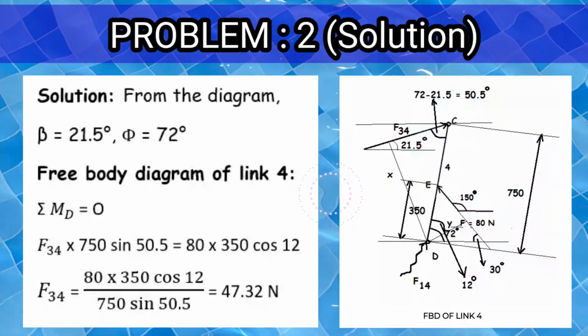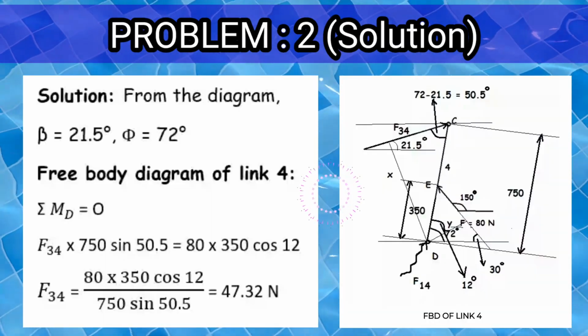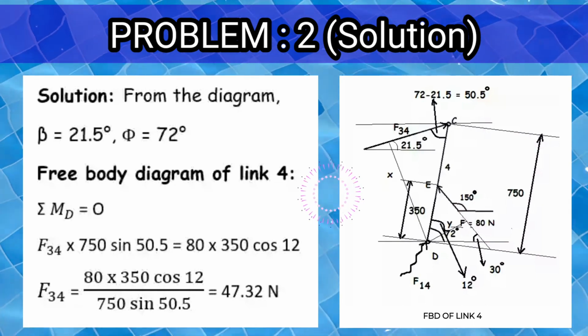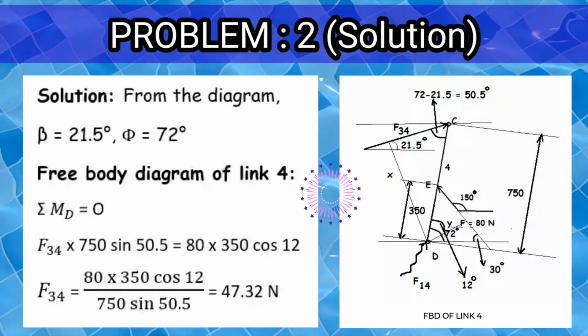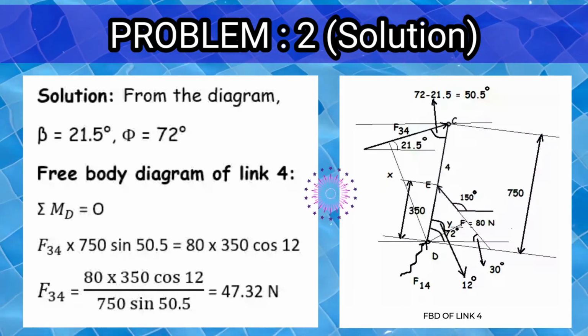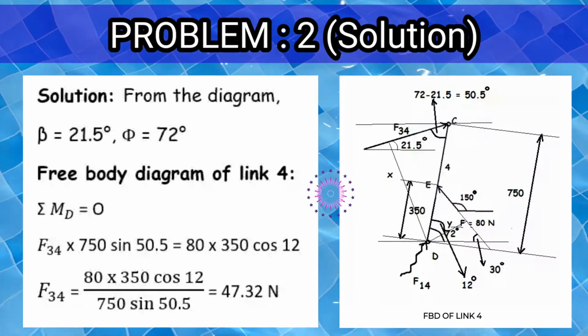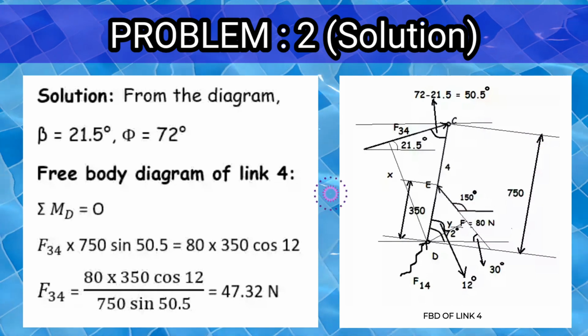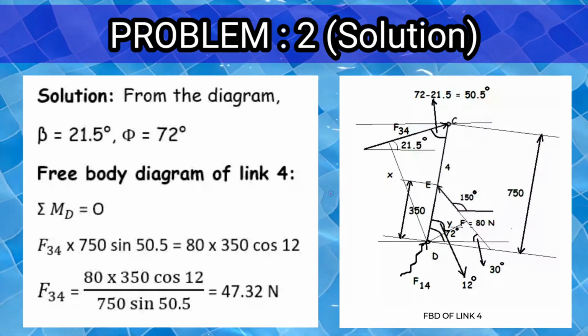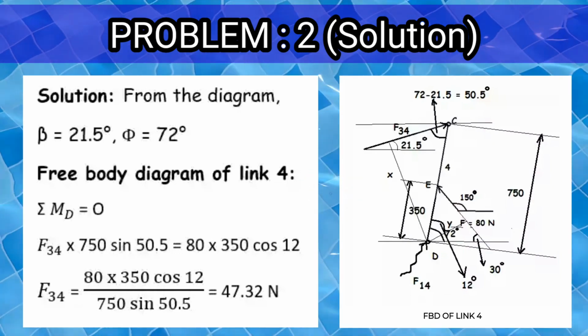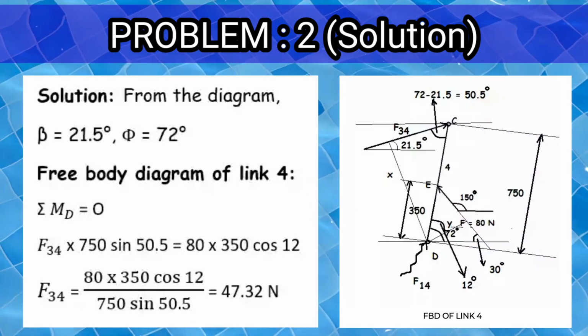Now let us proceed from link number 4. Draw the free body diagram of link number 4, and sigma MD is equal to 0. You will get F34 into 750 sine 50.5 is equal to 80 into 350 cos 12. From that, F34 will be equal to 47.32 Newton.